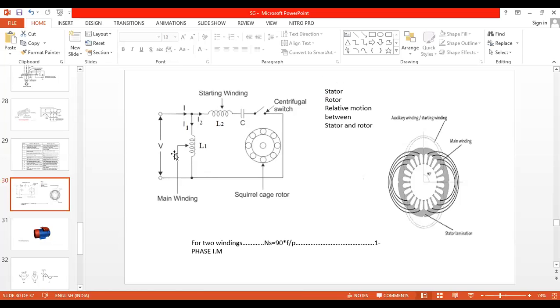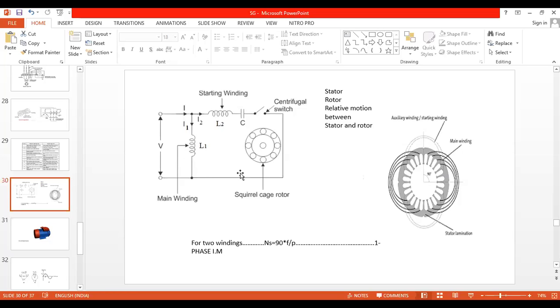When input supply is applied to the stator windings, current I flows through the stator winding. This current is divided into I1 and I2. I1 flows through the main winding, I2 flows through the starting winding. These two currents create two magnetic fields, Phi1 and Phi2, which are perpendicular to each other. Due to the interaction of Phi1 and Phi2, a rotating magnetic field is created. The rotating magnetic field passes through the air gap between stator and rotor and reaches the rotor surface.